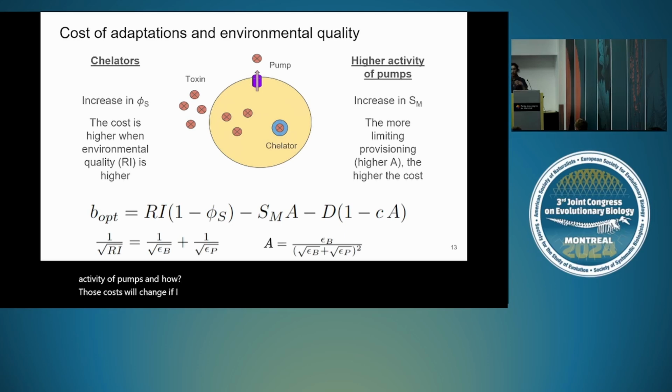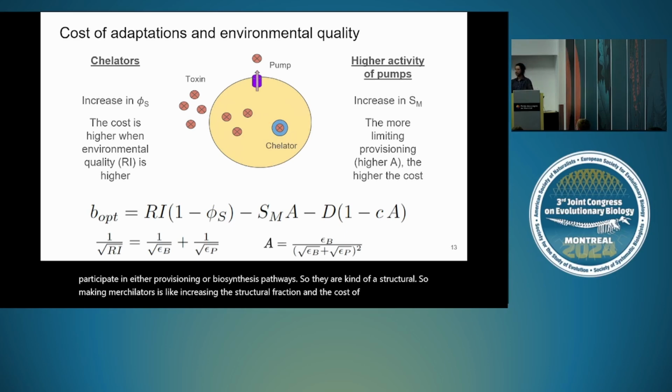So chelators are proteins that don't participate in either provisioning or biosynthesis pathways. So they are kind of structural. So making more chelators is like increasing the structural fraction. And the cost of increasing a structural fraction depends on RI, or return on investment, which is the average of provisioning and biosynthesis efficiency. So if I give cells more food, RI is going to be larger, and making chelators is going to be more costly.